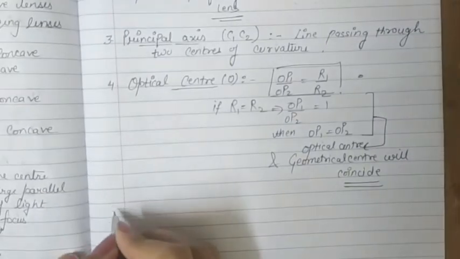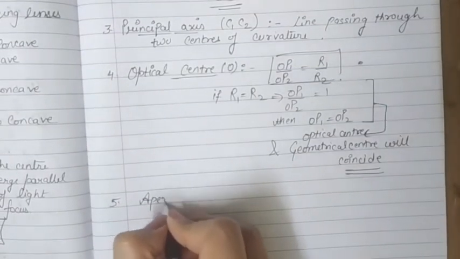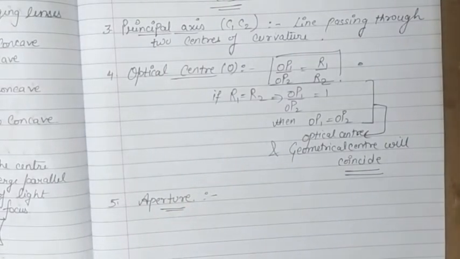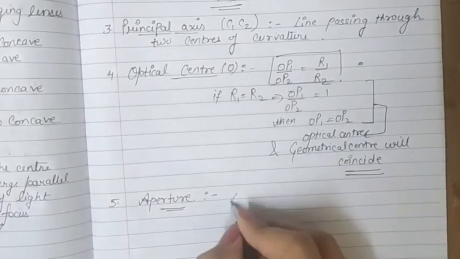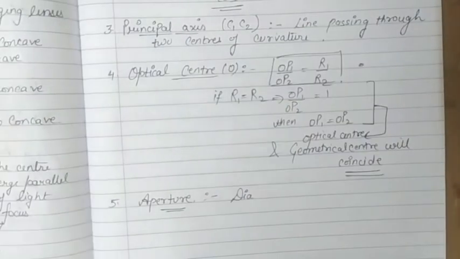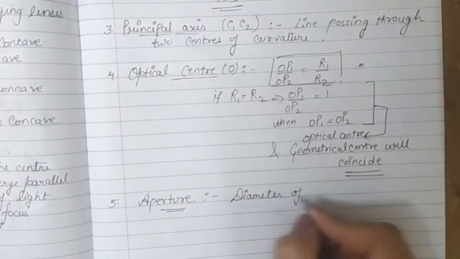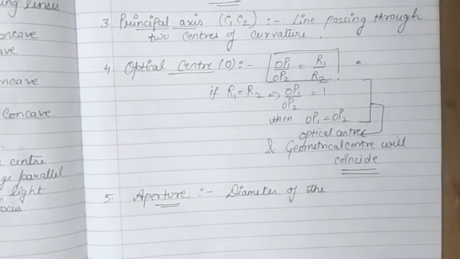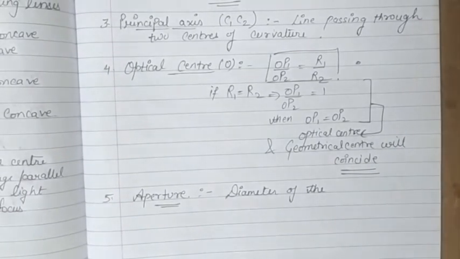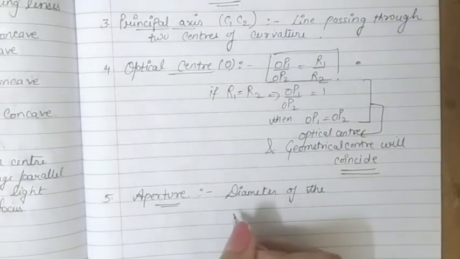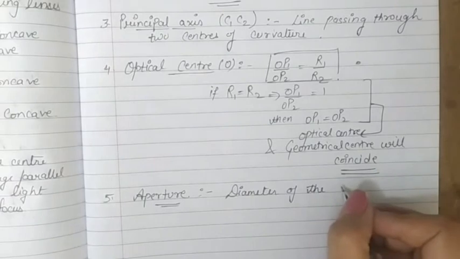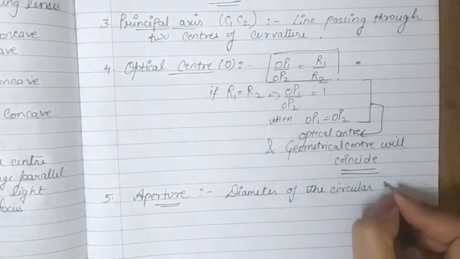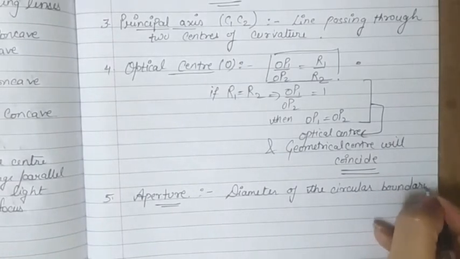Next term we have is aperture. So aperture is defined as the diameter of the circular boundary of the lens.